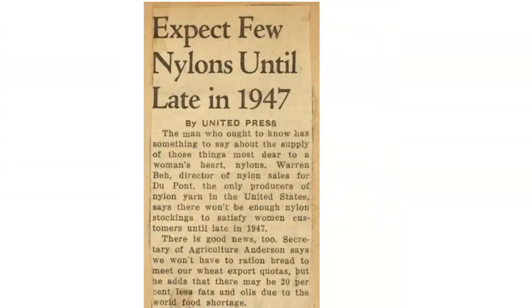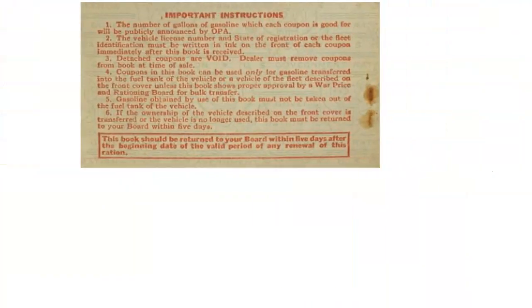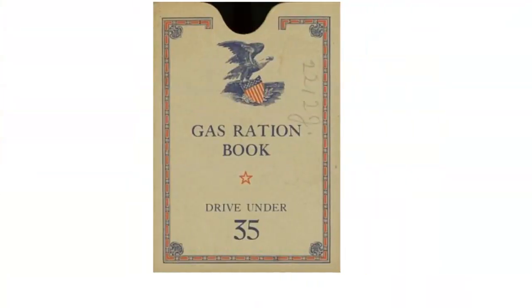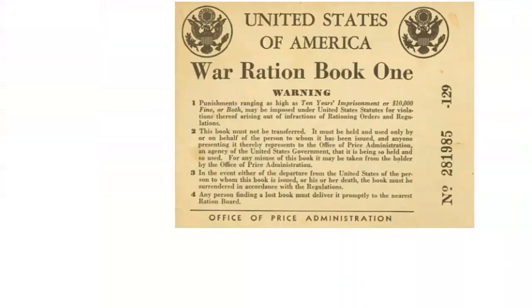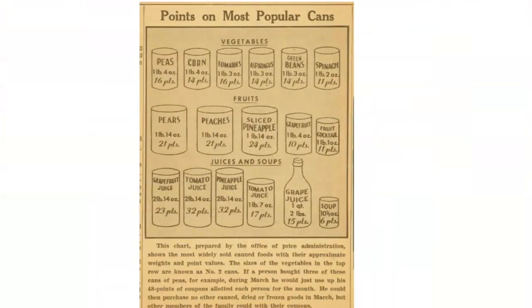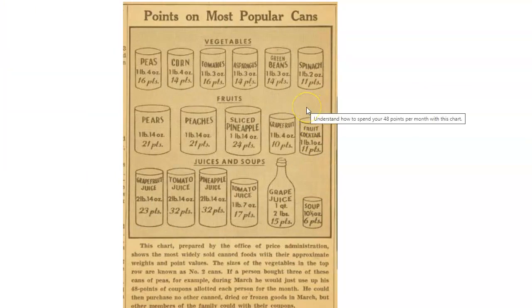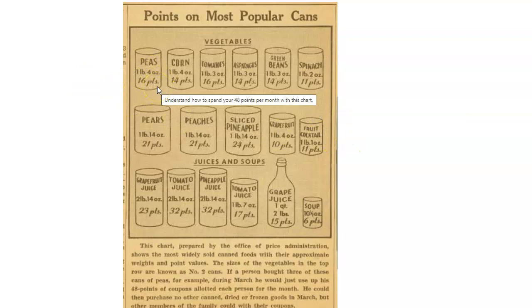And here's why. I'll show you this. Hang on. I've looked at these before. Where is it? There we go. So when you went into the supermarket, all the food had points associated with it. So a can of peas, a pound can of peas, was 16 points.